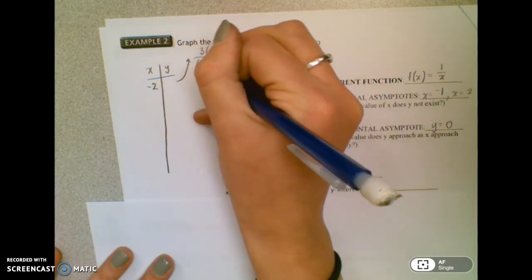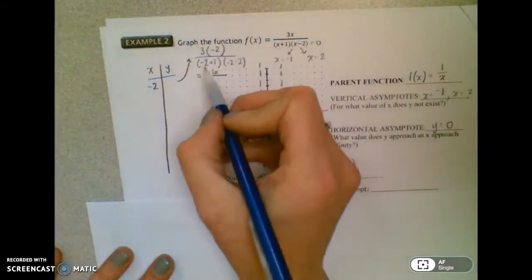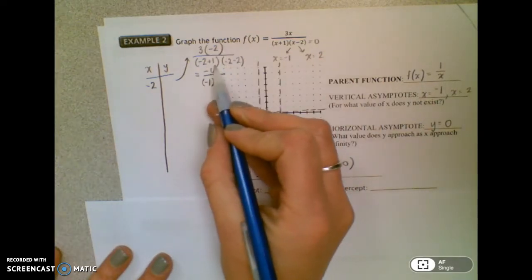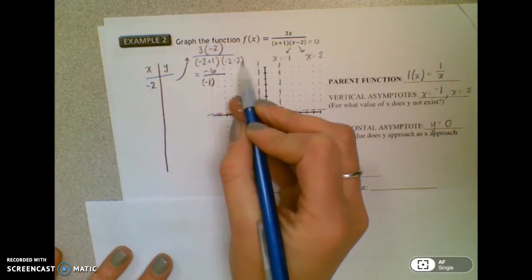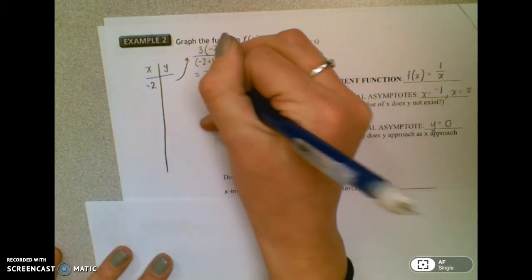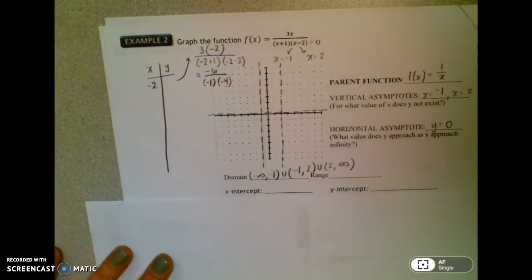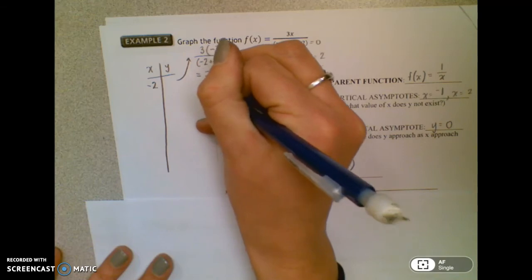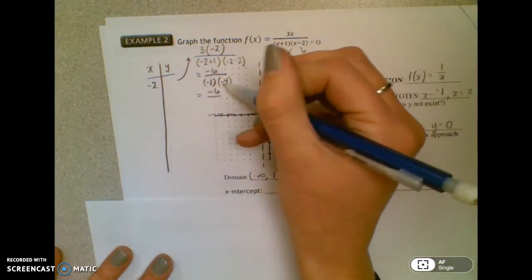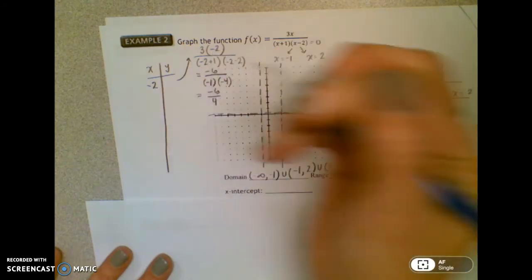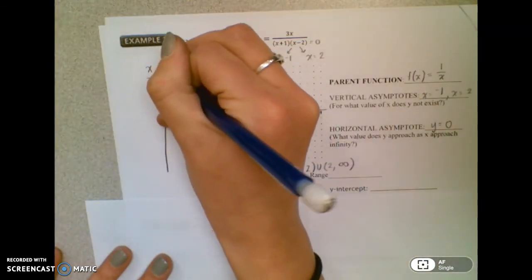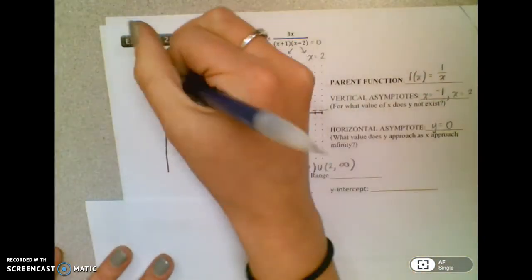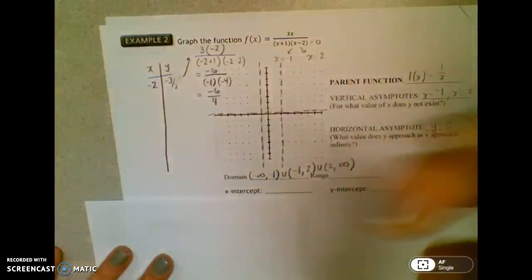3 times -2 is -6. -2 plus 1 is -1. And that value is being multiplied by this value, -2 minus 2, which is -4. Be careful with your negatives because that's going to affect whether your graph is opening up or down, and that's what we're trying to find here. So I have -6 divided by +4, which simplifies to -3/2. Sometimes it's easy to see -3/2 also as -1.5. Might be easier for us to graph -1.5.